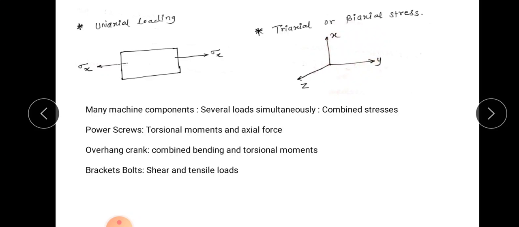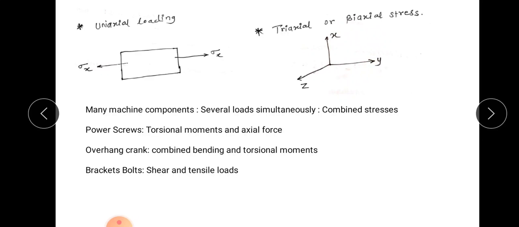But there are many machine components which are subjected to several loads simultaneously, that is, the loading condition is combined loading and the stresses induced are combined stresses. For example, power screws are subjected to torsional moments and axial force. An overhang crank is subjected to combined bending and torsional moments. Bracket bolts are subjected to shear and tensile loads. Even a transmission shaft is subjected to combined bending as well as torsional moments, so the stresses produced will be torsional shear stresses as well as bending stresses. So in such practical applications, the state of stresses is complex.